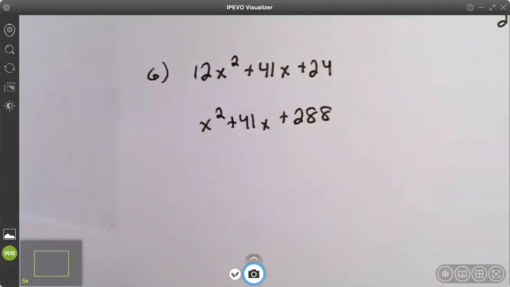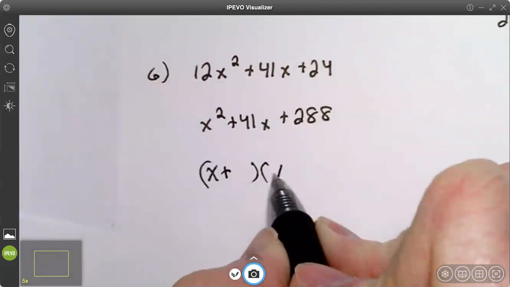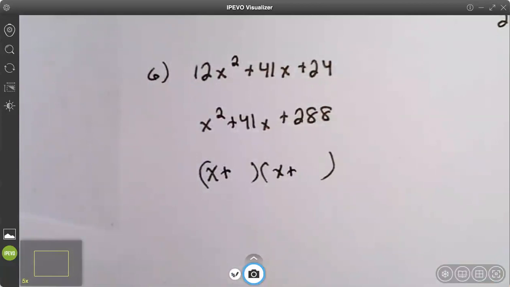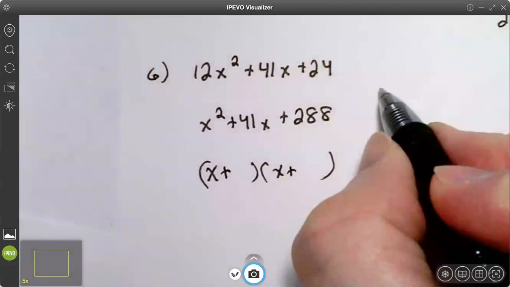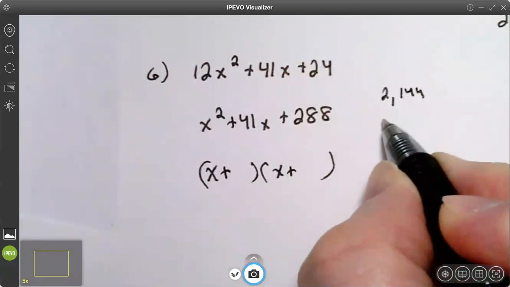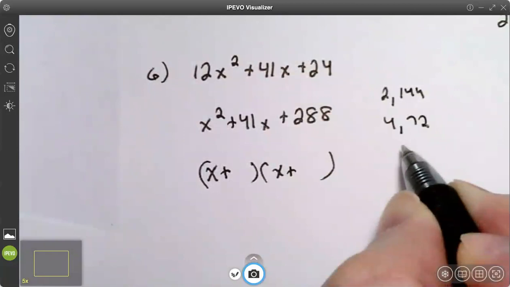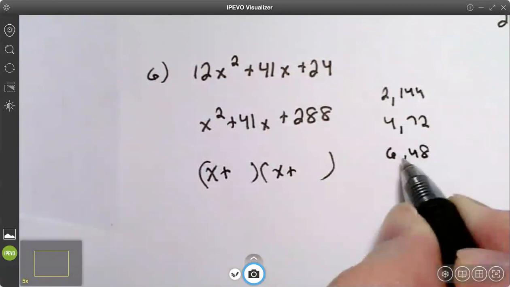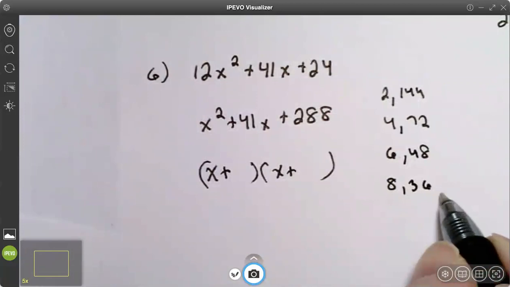I'm going to have x plus and x plus. That tells me they're the same. That tells me they're both positive. Two numbers whose product is 288 and sum is 41. All right, I know 1 and 288 won't work. 2 and 144, that's not going to add to 41. Skip the 4, 72, nope. Let's do all the even. 6 times 48, 6 plus 48, no. 8 times 36. That gives me 44.